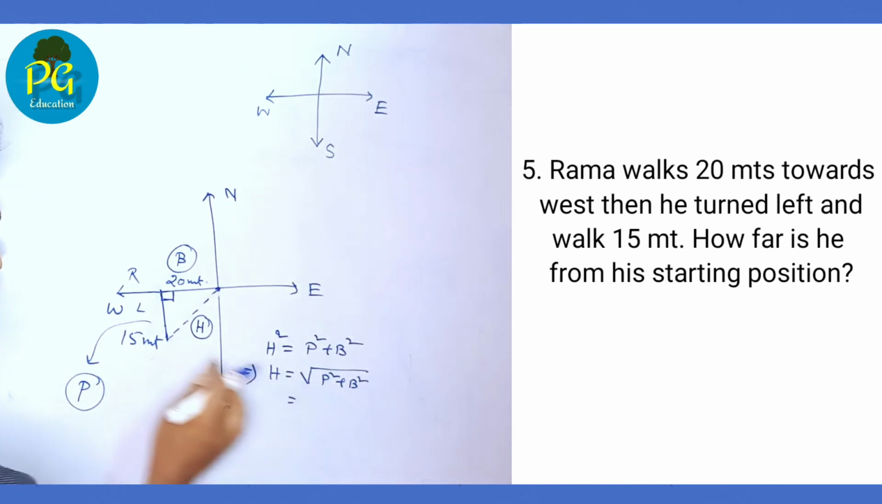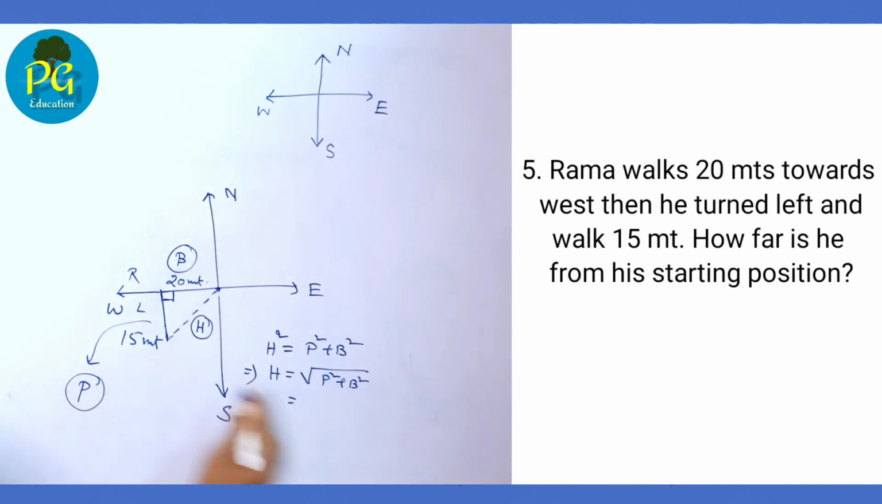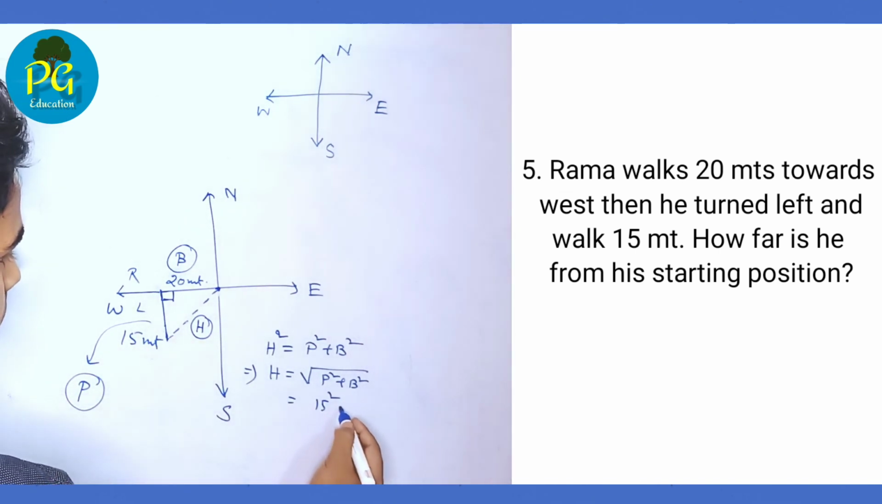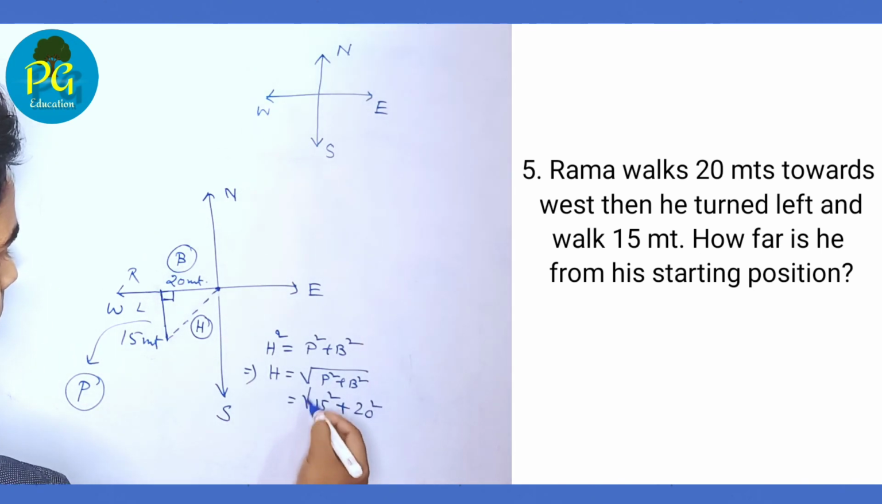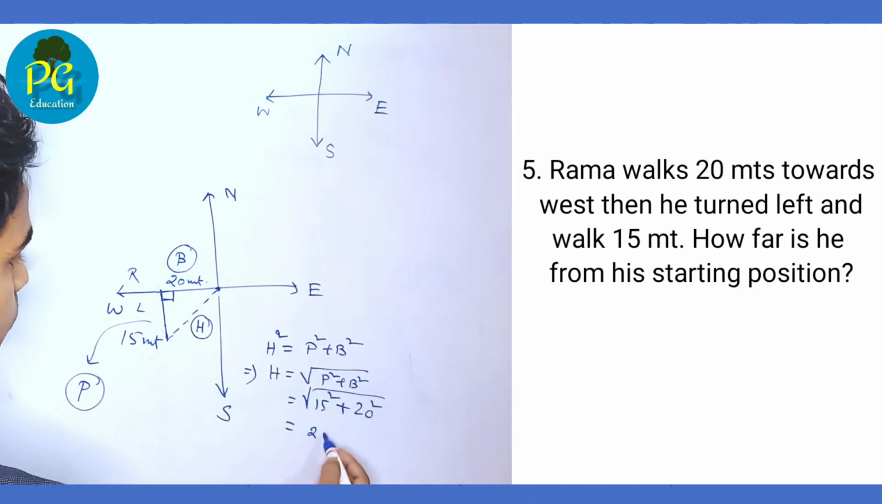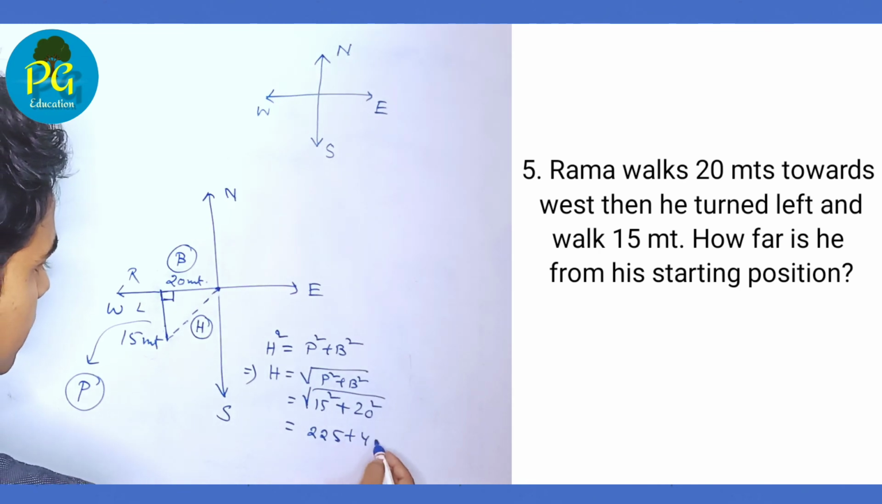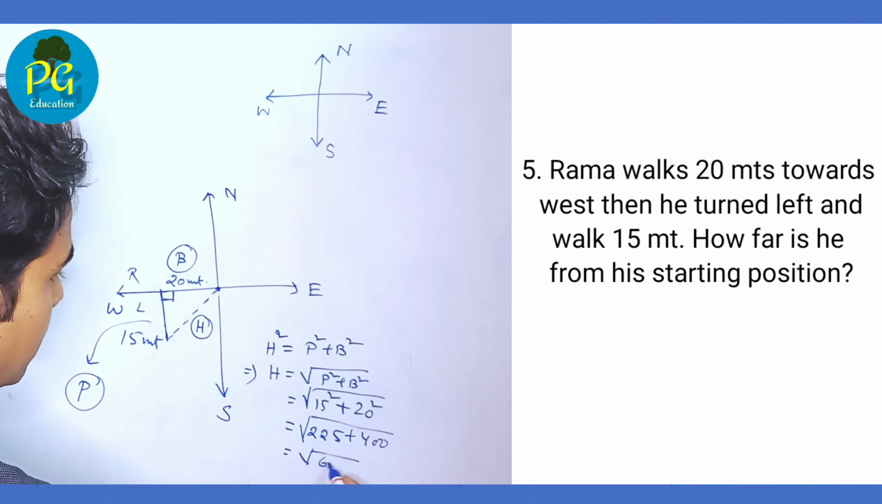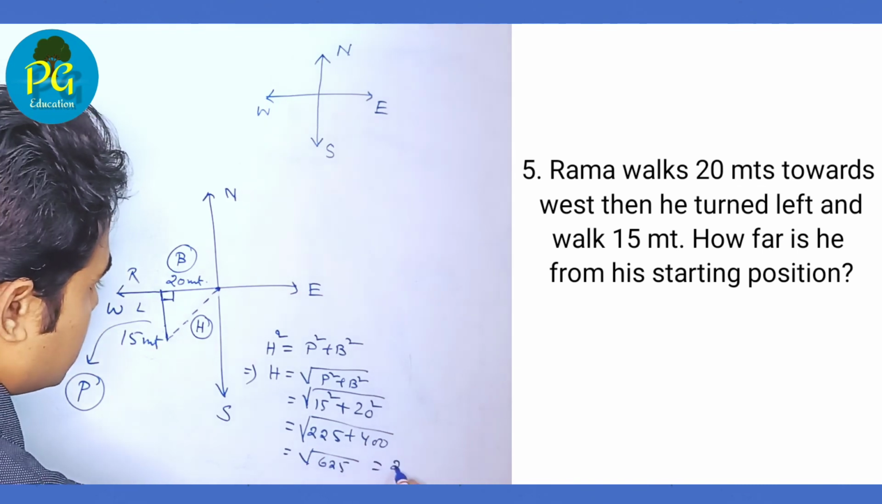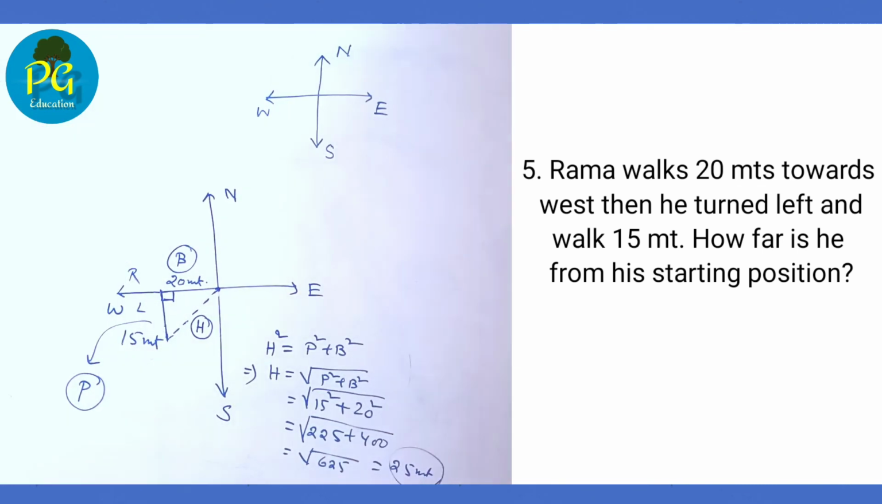So equal to, here p means 15, b means 20. So this is under root 225 plus 400. This is equal to under root 625. So 25 meter is the final distance of Rama from his initial position.